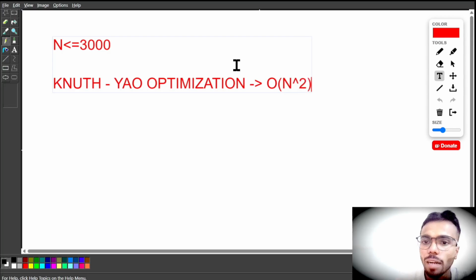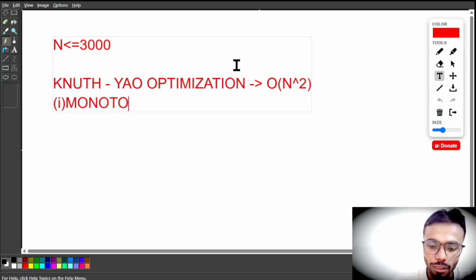And to do that, two conditions we need to satisfy. Those conditions are applicable on the cost function. So the cost function must satisfy two conditions. One is monotonicity, right? It should be monotone.